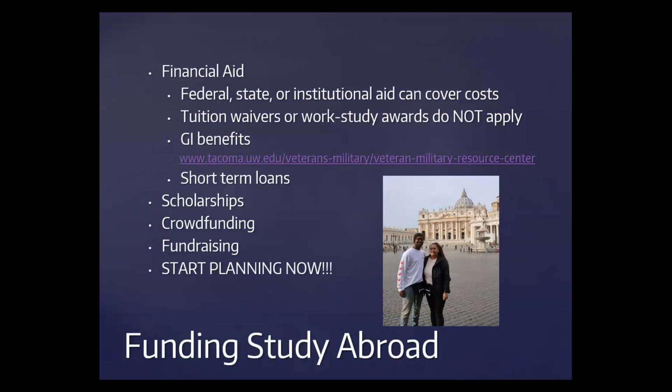The financial aid office also offers short-term loans with low interest, which can help students pay for things like passports and flights. Be sure to check in with the financial aid office about this. If you receive GI benefits, you may be able to use those to cover some of your study abroad costs. Please check in with the UW Veteran and Military Resource Center to learn more.